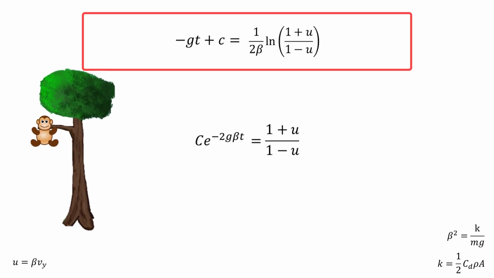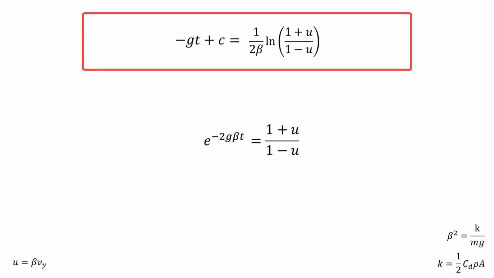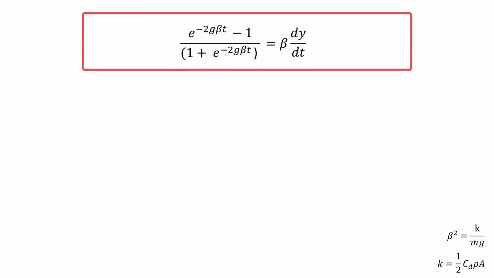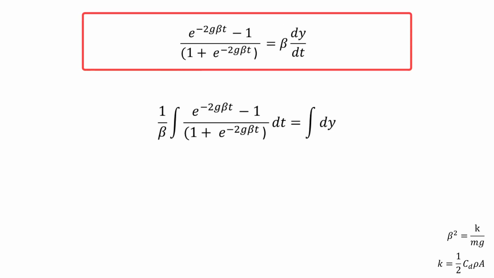So remember, u equals beta times vy, which makes u of 0 equal to 0 since the monkey starts from rest. And that gives us c is equal to 1. So we can just get rid of the c right here. Now we can rearrange to solve for u, substitute back in for u, then rewrite vy as dy/dt. Next, let's separate and integrate. The integral of dy is just y, easy enough. So let's just work with this left integral over here.